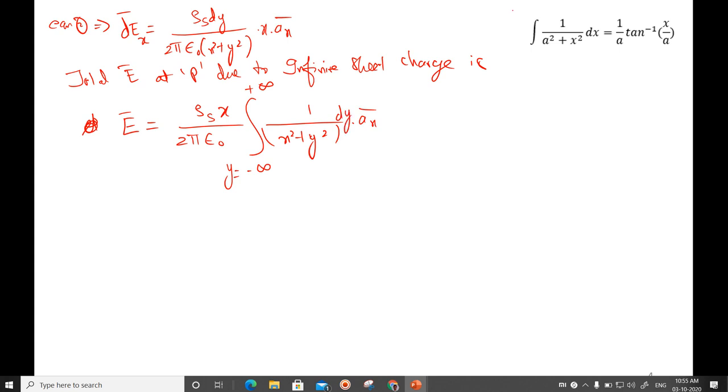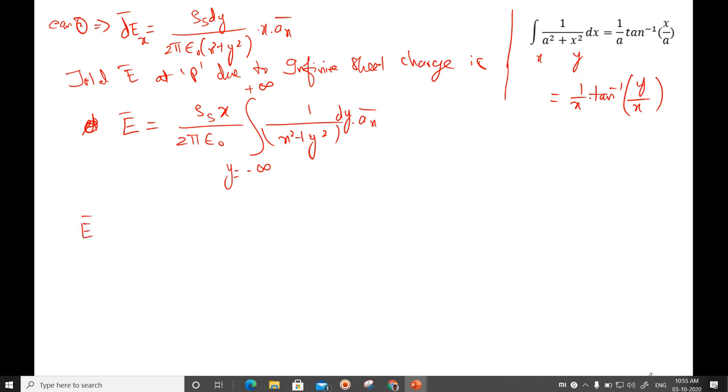I have one standard integral formula. Integration of 1 by (a square plus x square) into dx is equal to 1 by a tan inverse of x by a, right? Here I am integrating with respect to y, whereas in the formula it is with respect to x. With respect to y means here this will be my y and this will be my x. X is constant. So as per this formula, what I will get, 1 by a, means 1 by x into tan inverse of y by x. What is x here? x in the formula is nothing but y and a is nothing but x. We will get this, right?